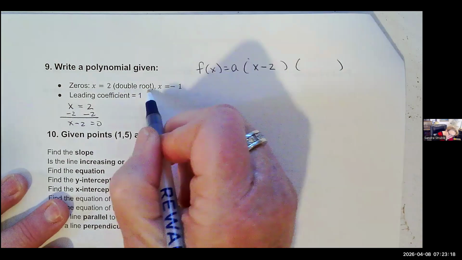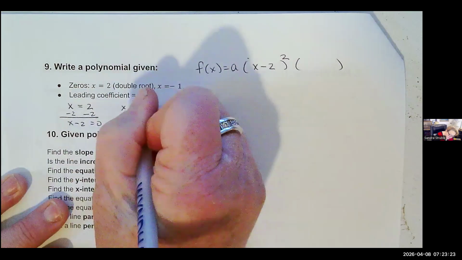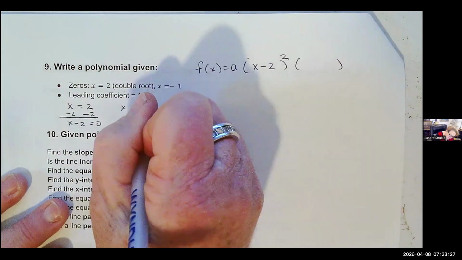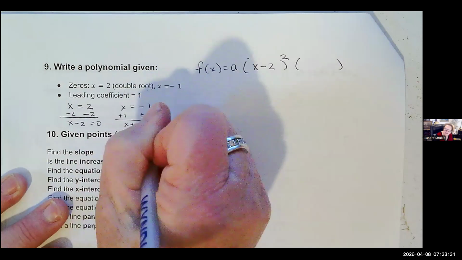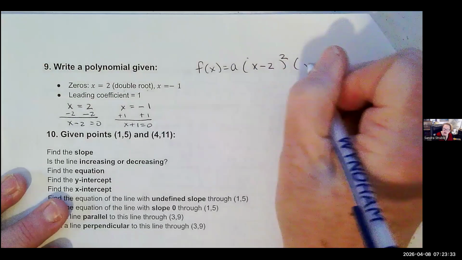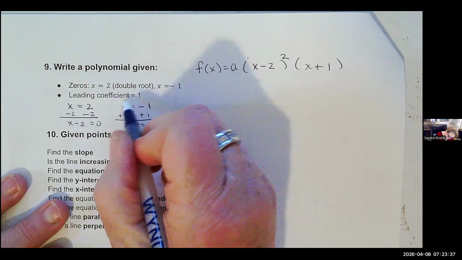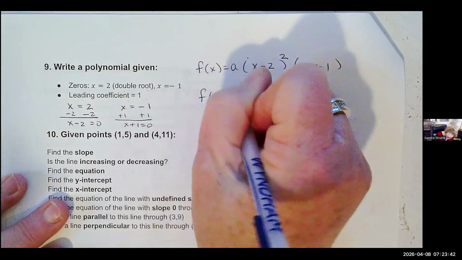Okay. The next one is x equals -1. Again, make a binomial, set it equal to 0. So we're going to add 1 to both sides. x plus 1 is equal to 0. So x plus 1, and it's only listed as that. Our leading coefficient is 1, so that means our a is 1. And I don't need to provide anything if it's just a 1.